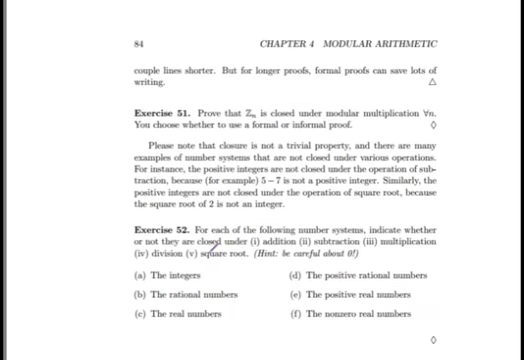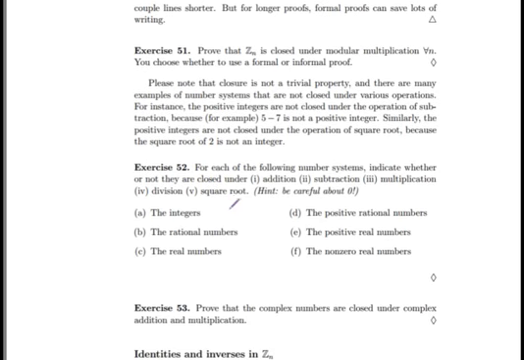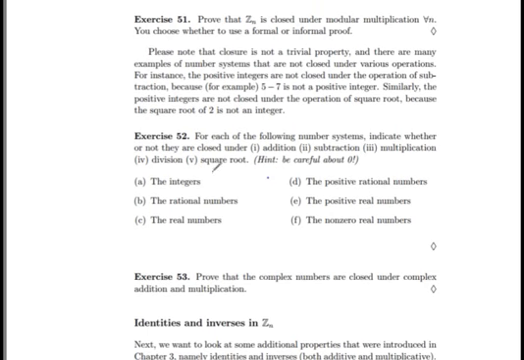Here are some more exercises to explore the notion of closure. Remember, the idea of closure is that if you take any two of these and you operate on them, you get another one. So look at these for these different operations. For instance, let's think about division with integers. Is it true that if you divide any two integers, you get an integer? Think about that. If it's not true, then the integers are not closed under division.